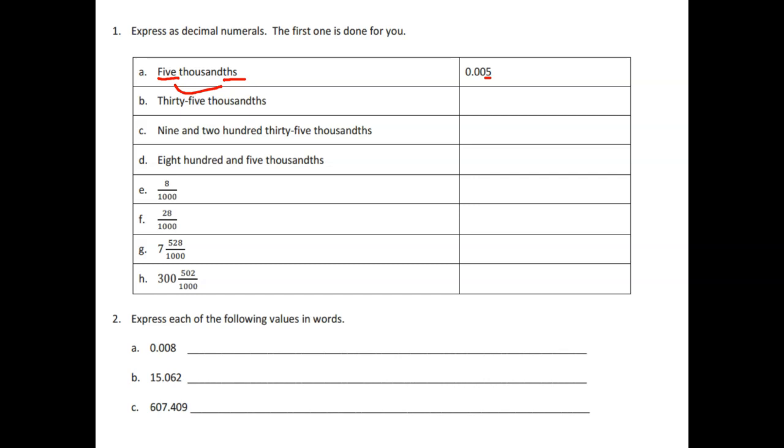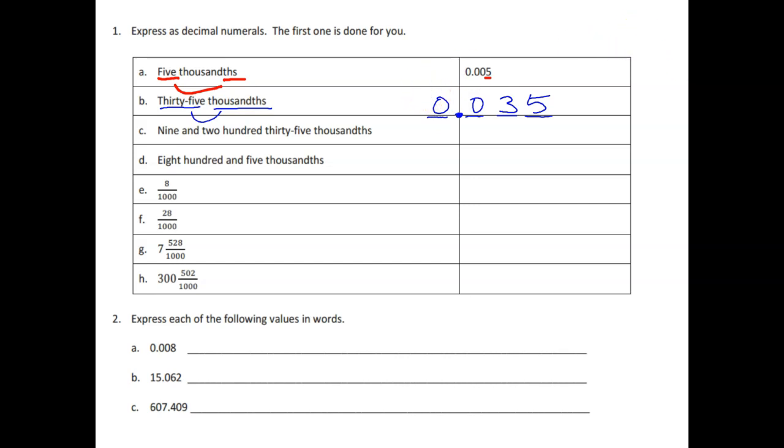B, it says 35 thousandths. So the same thing, we know that we have 35 thousandths. In this case, we can't put our 35 in the thousandths place because that's two numbers. We can put our 5 in the thousandths place, which means that our 3 would go in our hundredths place. Of course, we would put our placeholders in, 0 in our tenths, and 0 in our ones place.